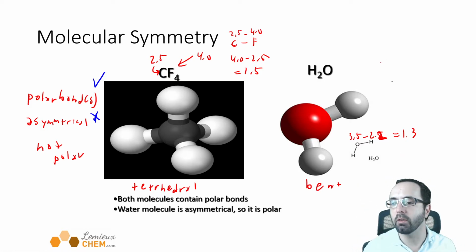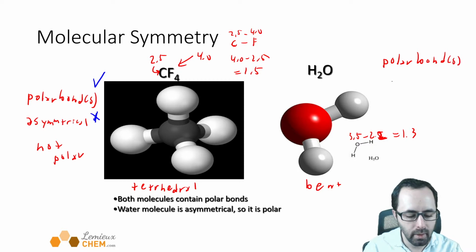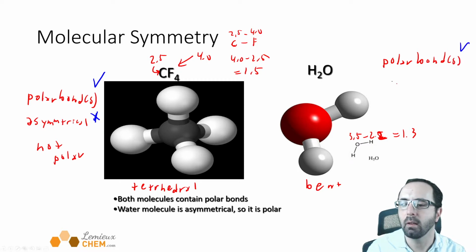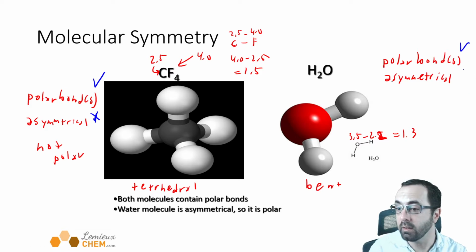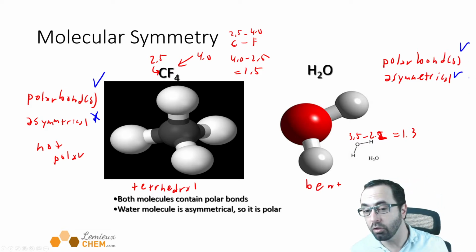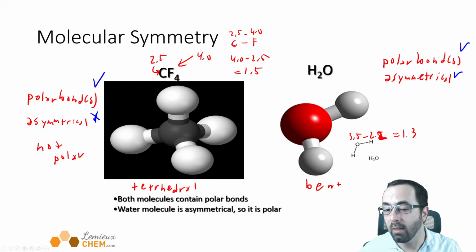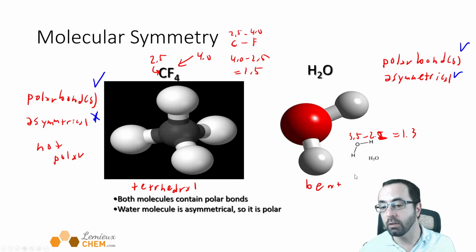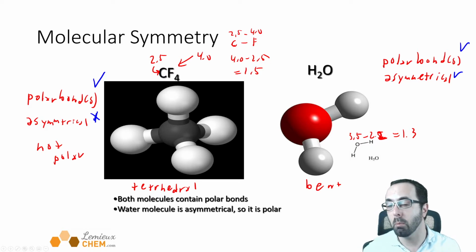So in terms of the first condition, polar bonds, does water have at least one polar bond? And the answer is yes, it does. And the second condition is, is this water molecule asymmetrical? And the answer is yes, it is, because of its bent shape. So you can see that the oxygen side here is different from the hydrogen side. This is the asymmetry of the molecule.